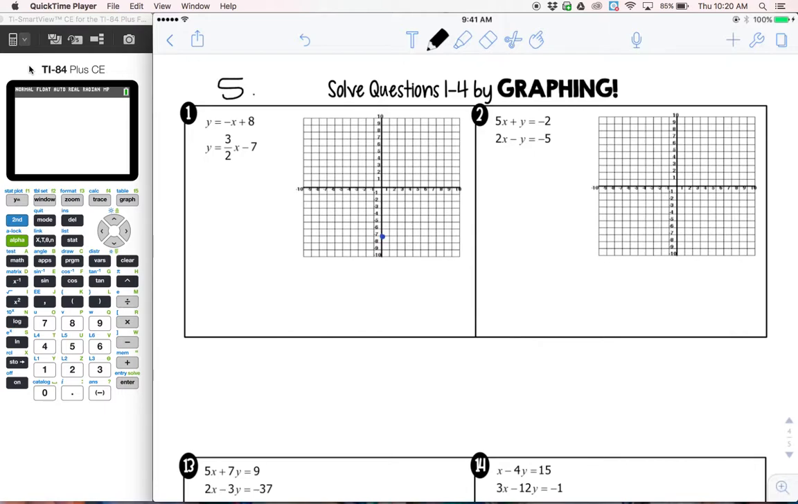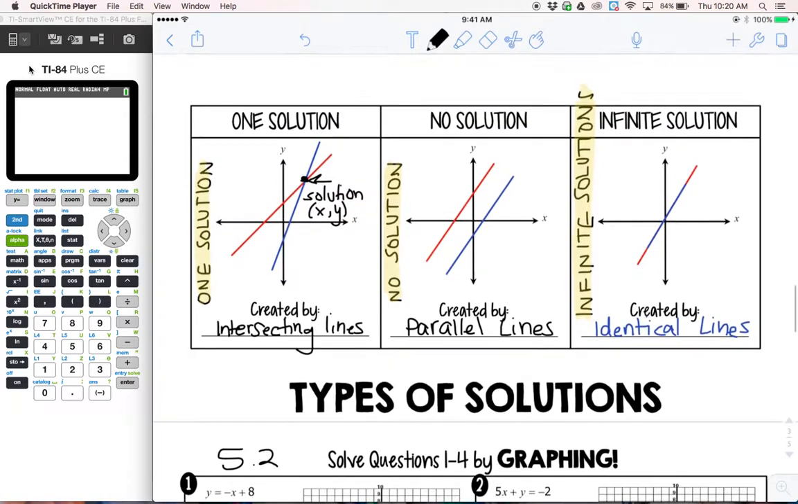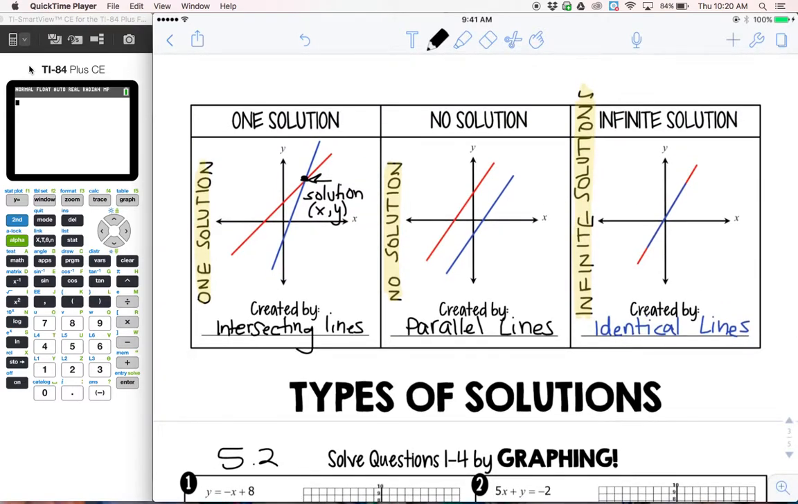5.2, we're solving systems by graphing. Let's do a quick reminder of what a system is and what these solutions are that we're trying to find. If you'll remember, there's three possibilities. Either we have two lines that intersect and we get one solution, or they don't intersect at all and we get no solutions, or possibly they're overlapping each other, they're identical lines, in which case they share all their points and we say infinite solutions.